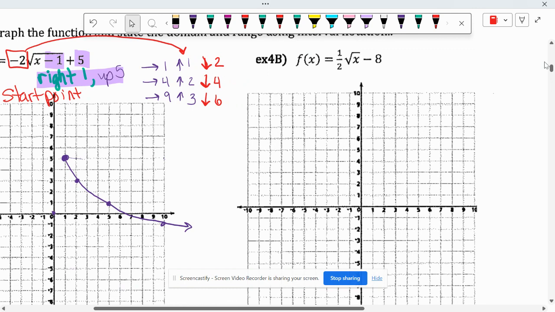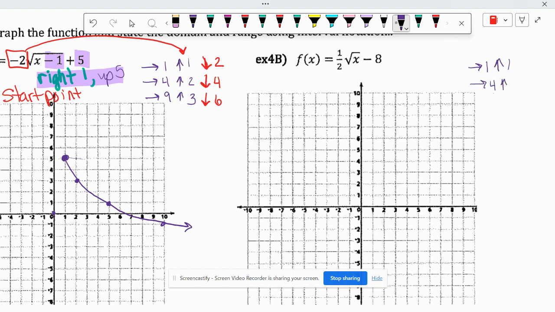So again, I have a square root function. So every single time, the first thing I do is I write my pattern. 1 to the right, up 1. 4 to the right, up 2. 9 to the right, up 3. So that just came from the square root of 1, the square root of 4, the square root of 9. You guys get that whole pattern thing, right?